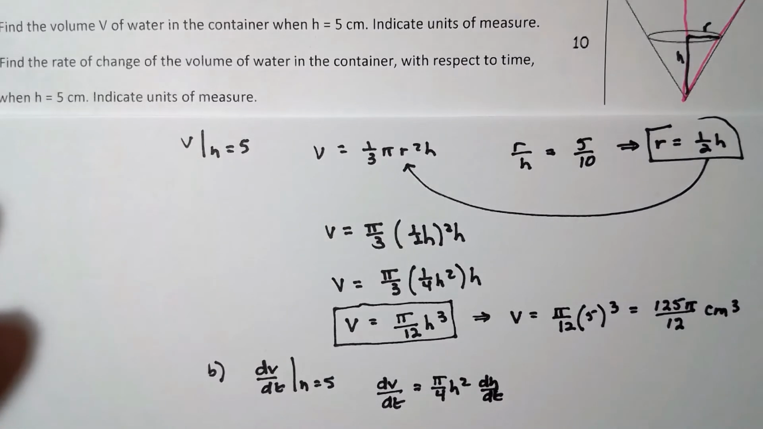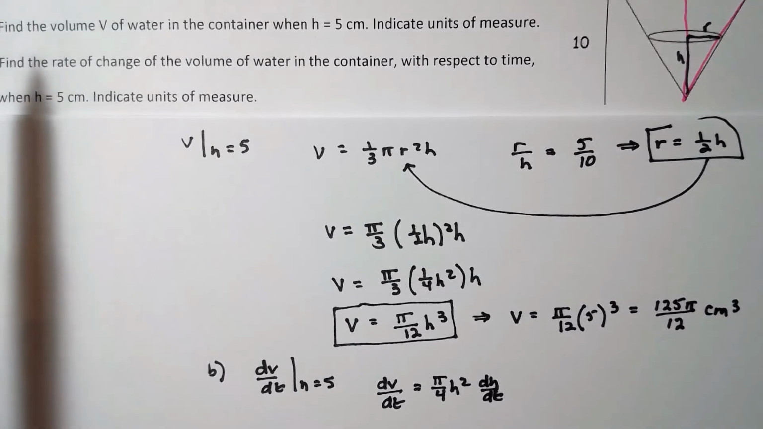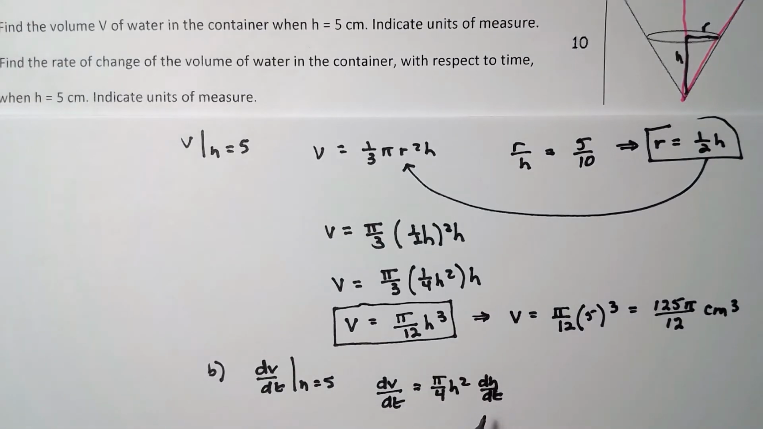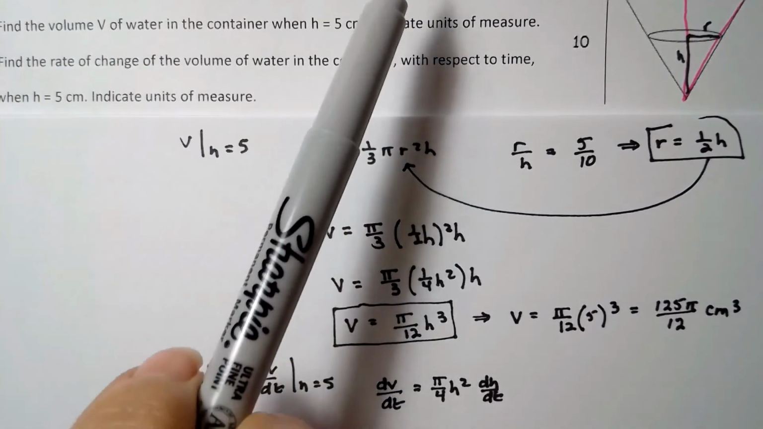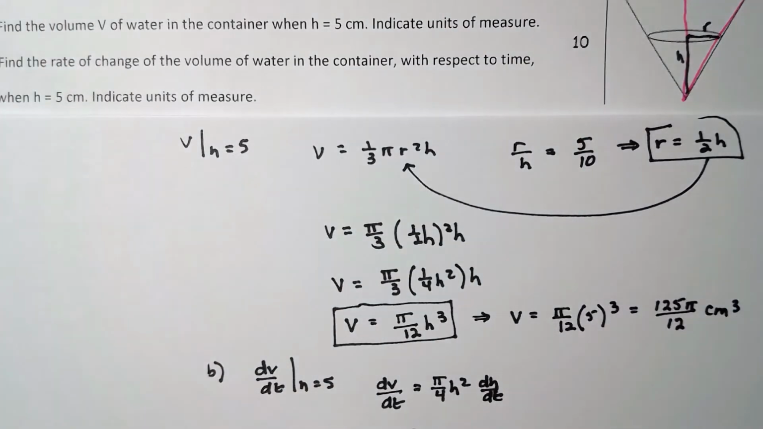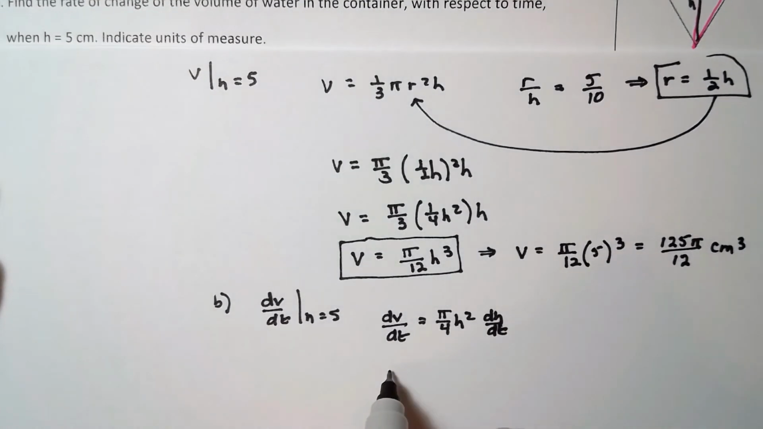Alright, and now here's the thing. I was given up here, I don't want to lose sight of the fact because you may be thinking, oh my gosh, I don't know what dH dt is. Yes, you do. If you look up here, we know that the depth was changing at a constant rate of -3/10. So I know what H is, it's 5. I know what this is, so now I can plug in and find my rate of change for my volume.